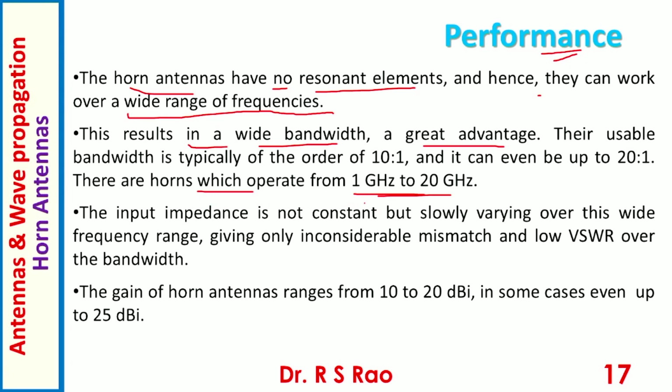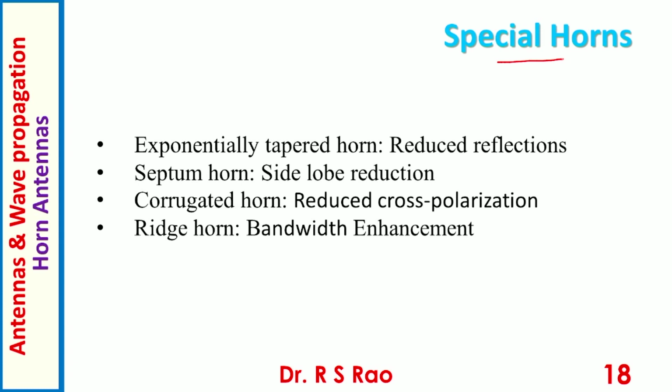As already mentioned, horn antennas are popular in combination with the lens antennas. The input impedance is not constant but slowly varying over the frequency range, giving only inconsiderable mismatch and low VSWR over the bandwidth. Gain of horn antennas ranges from 10 to 20 dBi, in some cases even up to 25 dBi. A few points regarding special horns.